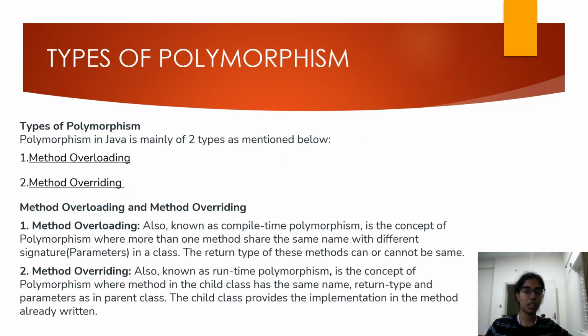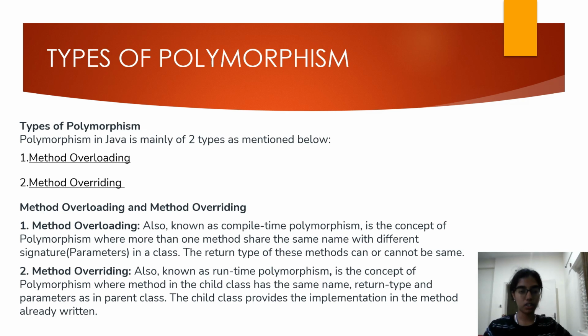Coming to the types of polymorphism, there are two types: method overloading and method overriding. Method overloading is also known as compile time polymorphism. It's a concept of polymorphism where more than one method shares the same name with different signatures in a class. The return type of these methods cannot be the same.